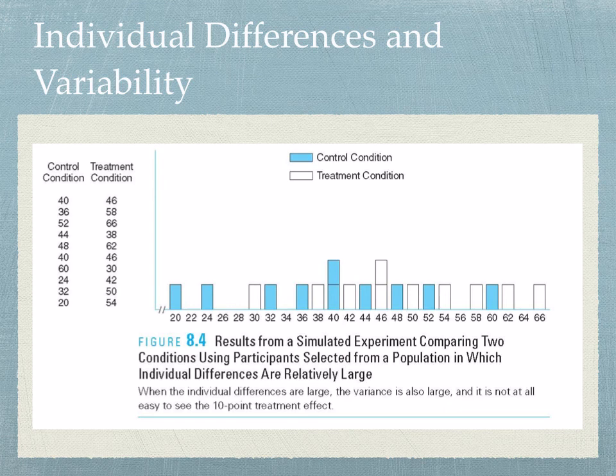Whereas if you're drawing from a population that has very low variability, you can see those treatment effects a little bit easier. So deciding between a between subjects and a within subject design is, to some extent, going to depend on what kind of population you're dealing with and what kind of questions you're dealing with.